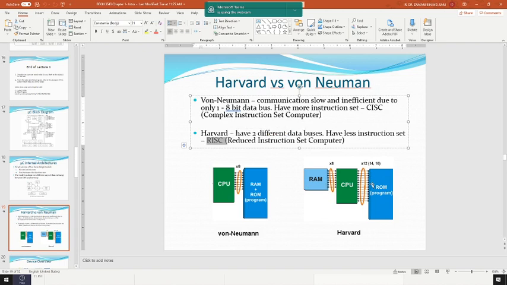You have a one-way road over here compared to the two-way road over here. So the communication is much faster and better for the Harvard system. This is very simple and clear. You have two big highways versus one highway. So the communication is much better in the Harvard.